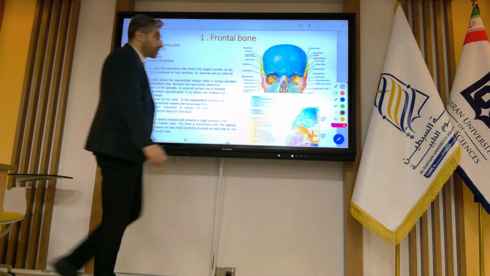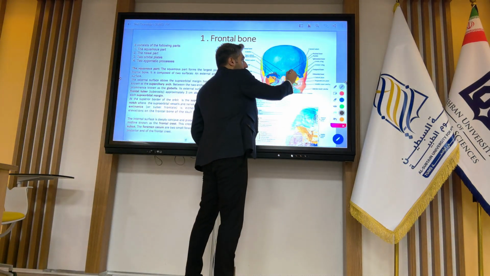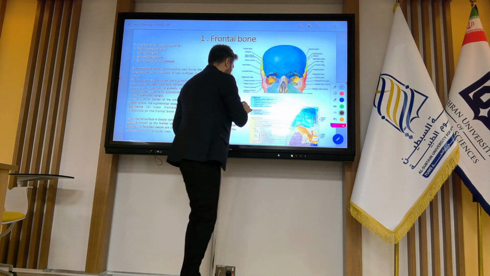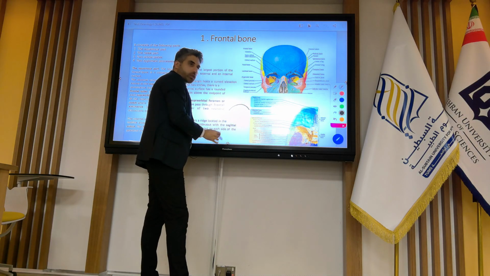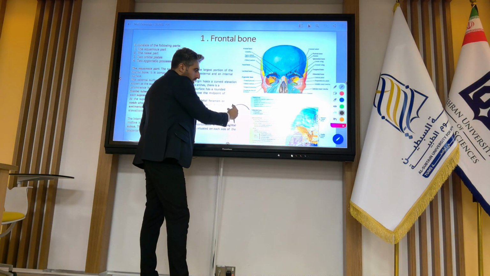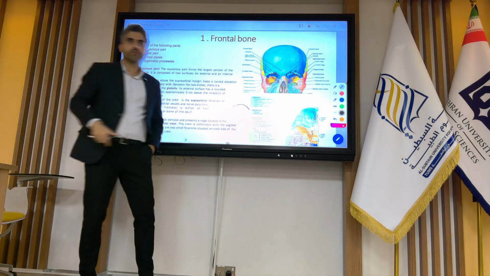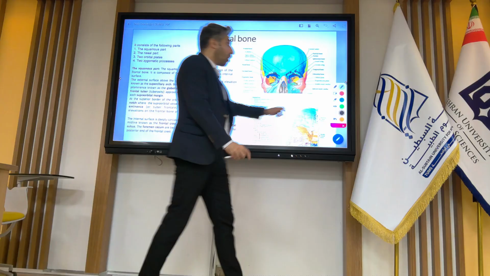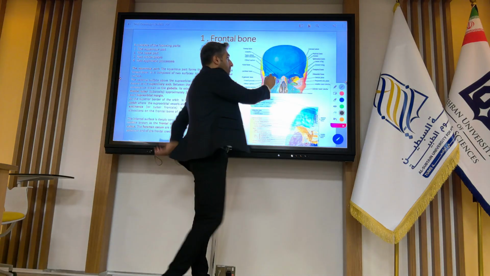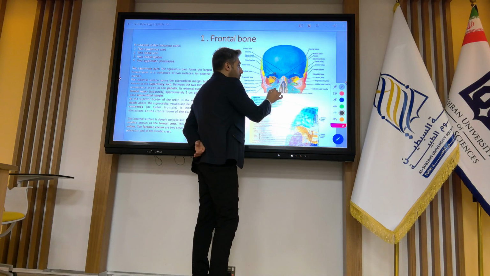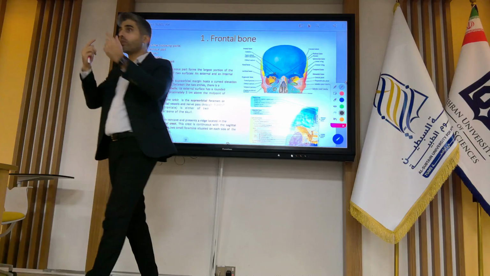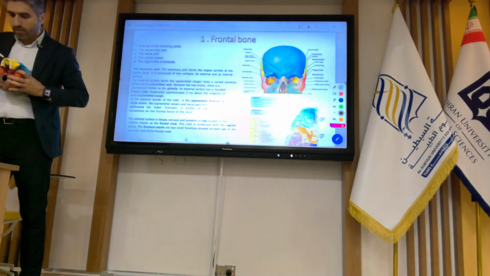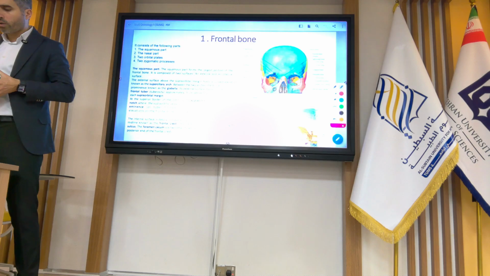Supraorbital foramen is between the medial 1/3 and lateral 2/3. It means this is the supraorbital margin, it's here. Medial 1/3, lateral 2/3. Okay? Besides the supraorbital foramen, you can also see the infraorbital foramen, but the infraorbital foramen is in the maxilla. Supraorbital foramen is here.